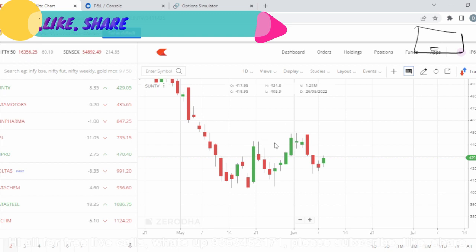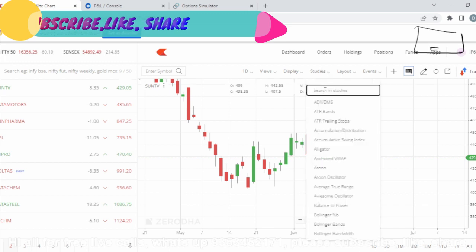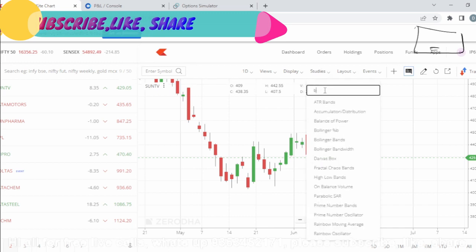If you don't know, you can watch my basics of trading video. There you can easily understand what candles are, what the candle length is, what the opening of the candle is, what the closing of the candle is, what the high is, what the low is. Here I'm going to add Bollinger Bands.